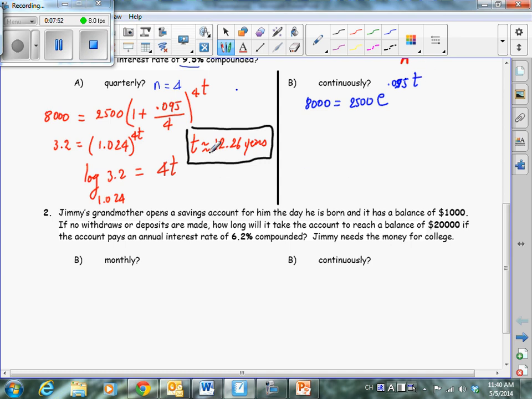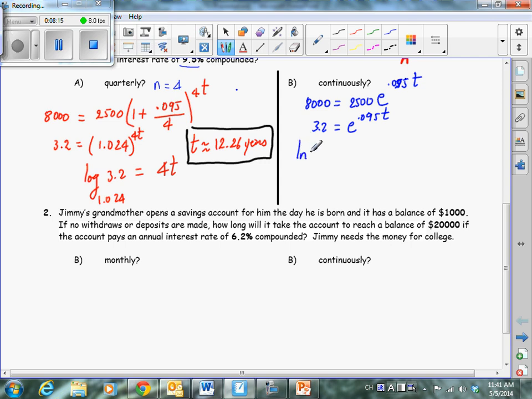Now, we already know that once we divide these two, we get 3.2 is equal to e to the power of 0.095 t. Who would like to tell me what to do next? What was that? ln. You're not going to use log base e. You will call it ln. But ln of what?